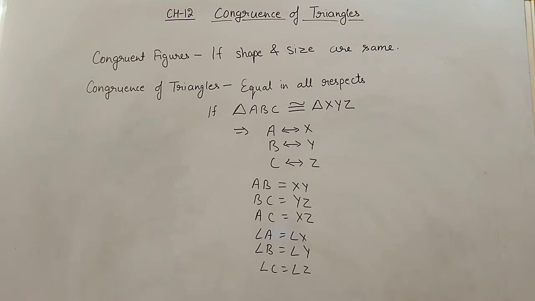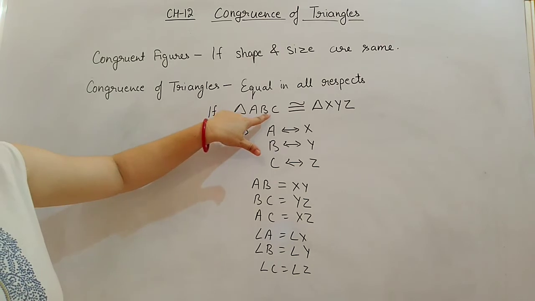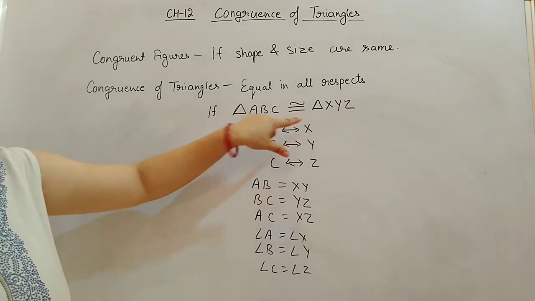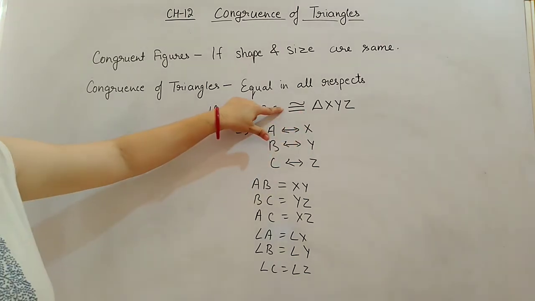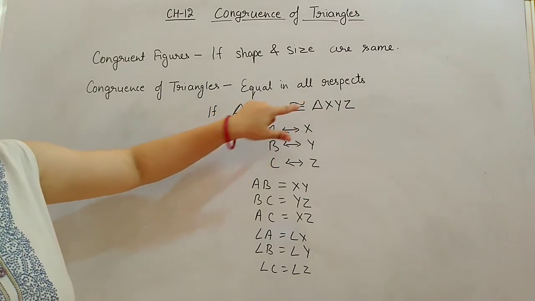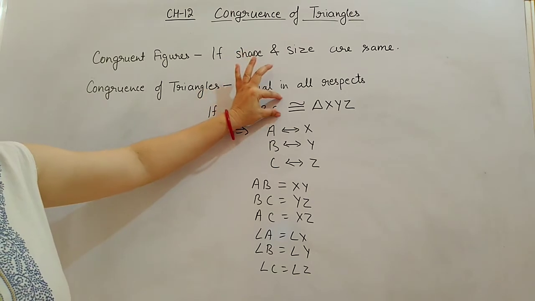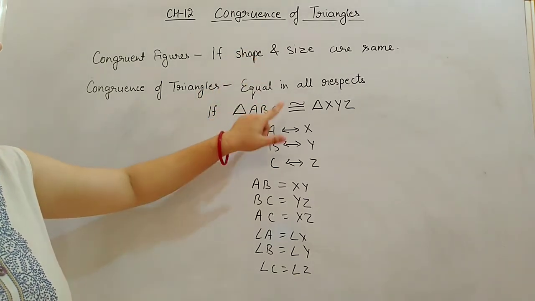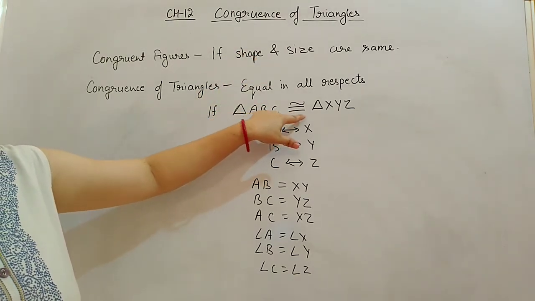And if two triangles are congruent to each other, how to write it? Triangle ABC is congruent to triangle XYZ. This symbol is an equal to symbol with one wave symbol above it. So this symbol is for congruency. So congruency we represent like this.